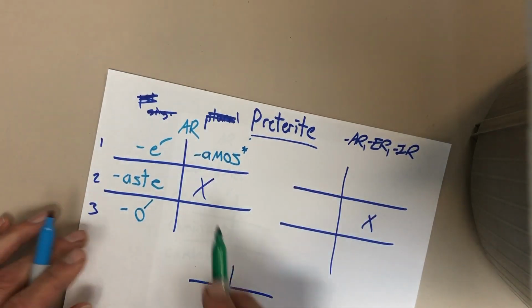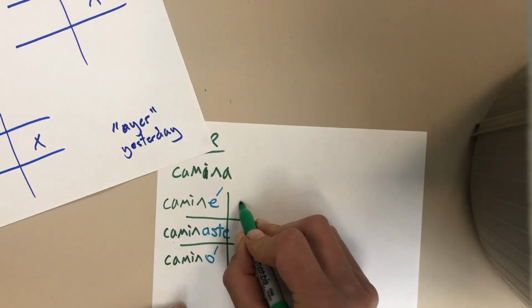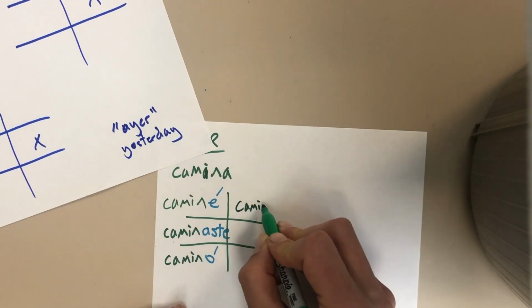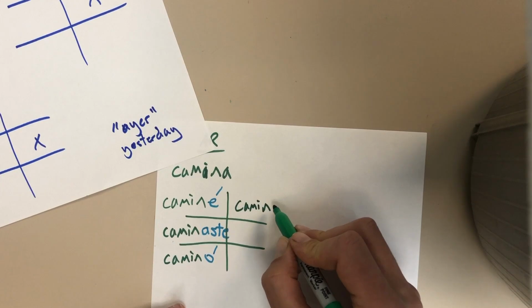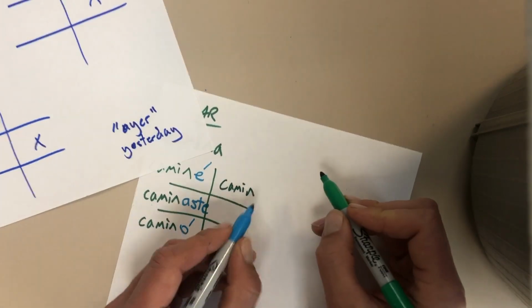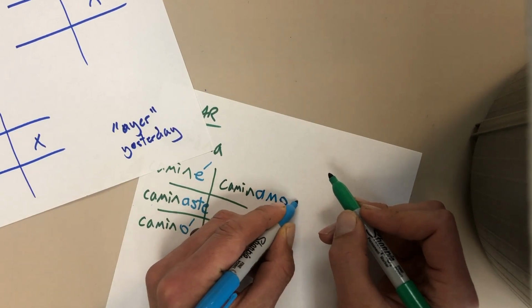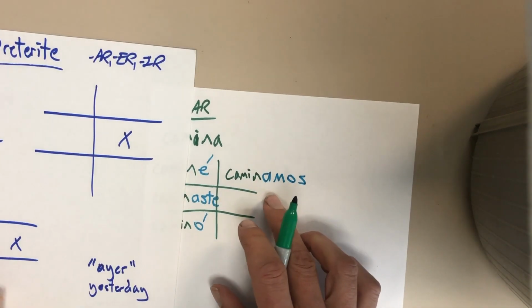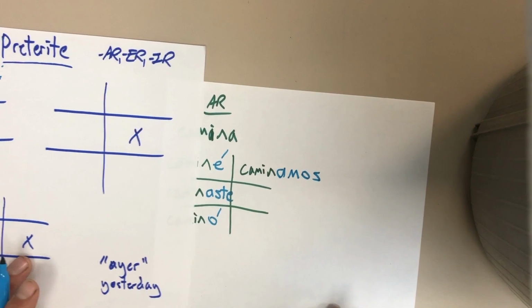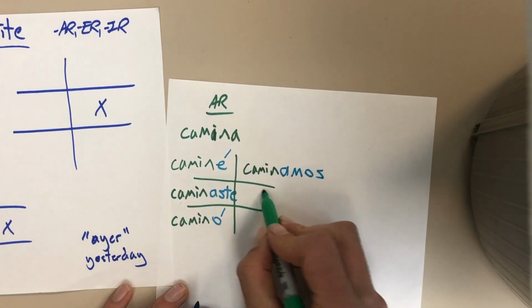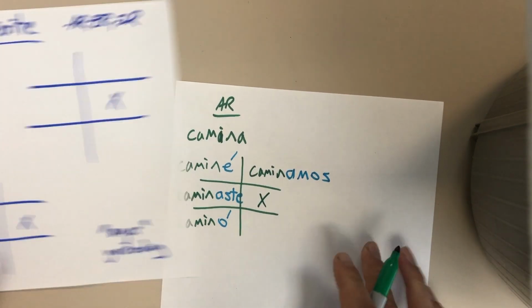Right, exactly. Now the tricky part is the nosotros because it looks the same as the present tense. So in this case, you need context. If it says we walk today, it's present. If it says we walked yesterday, it's past. But you don't know which one it is without context because they both say caminamos. So those would be the ones that have ayer at the end of it.